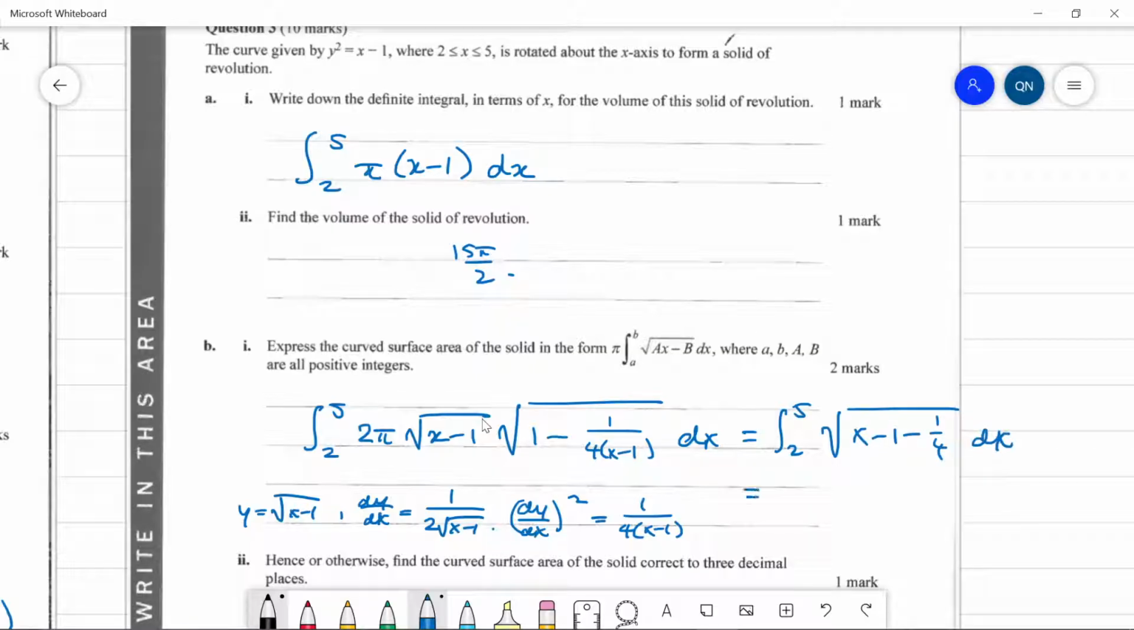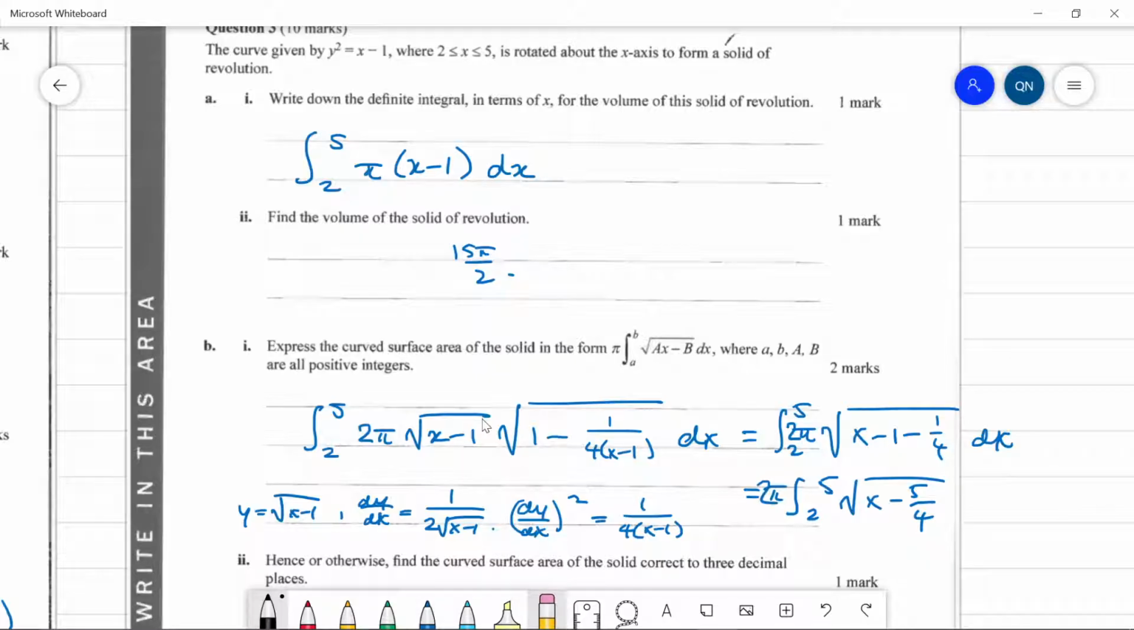So that's going to be, got a pi here as well. So that's going to be pi integral from 2 to 5, square root of x minus 5/4. Where a, b, they're all positive integers. So that means instead of 5 and 4 here, we've got to rewrite this thing. That's strange. Let me just check. If you multiply this square root in, I'm forgetting a 2 out over here. So this is really 2 pi. 2 pi, maybe that's the trick.